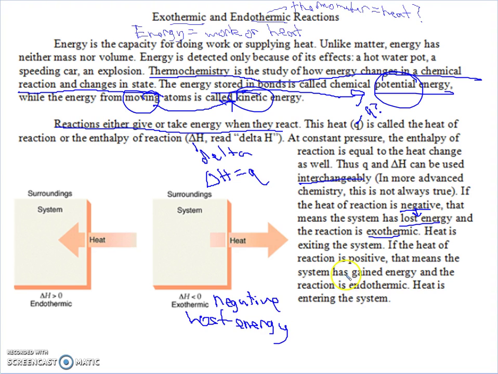If the heat of reaction is positive, that means the system gains energy and the reaction is endothermic, heat is entering. So here this is the opposite. This is positive delta H. Endothermic, gain energy. So here the heat's going in, here the heat's going out for exothermic.